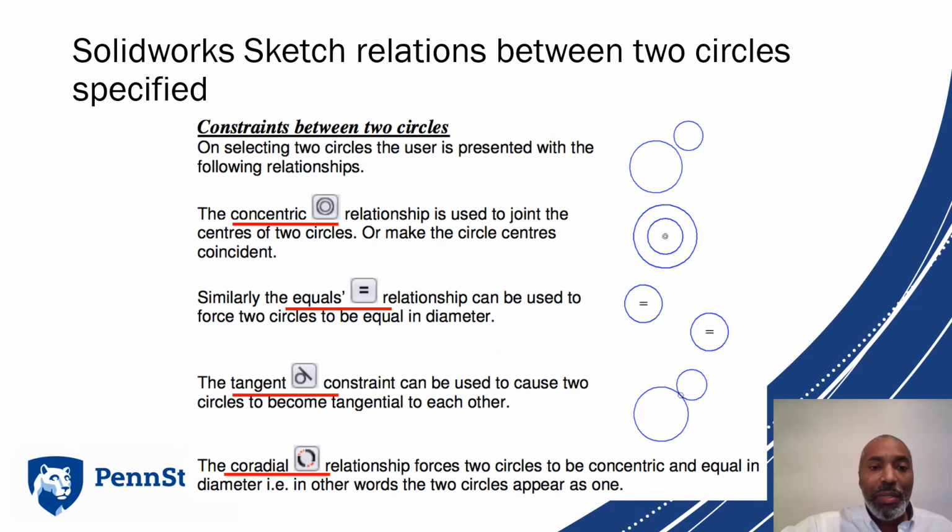Between two circles, we can specify what those relationships mean. Concentric means, of course, that the circles are situated within one another and have the same center point. If they're equal, that means they have to have the same diameter or radius. If they're tangent, that means they meet at a single point. And if they're co-radial, then the diameter has to be equal. Essentially, the circles will appear as one circle because they are lining up on top of each other.